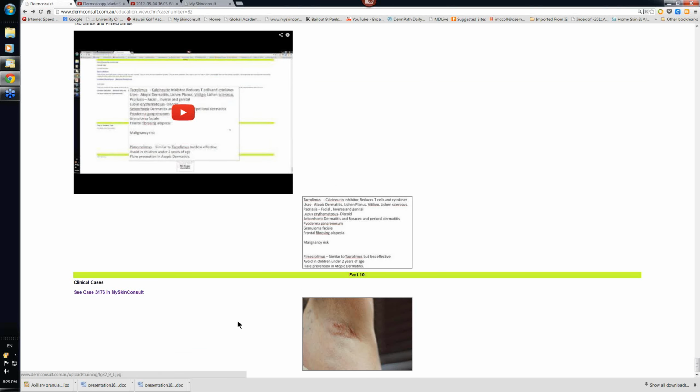Lastly, there's an interesting case that was presented of an axillary rash that you may not see terribly often, and we'll have a little discussion about that as well.